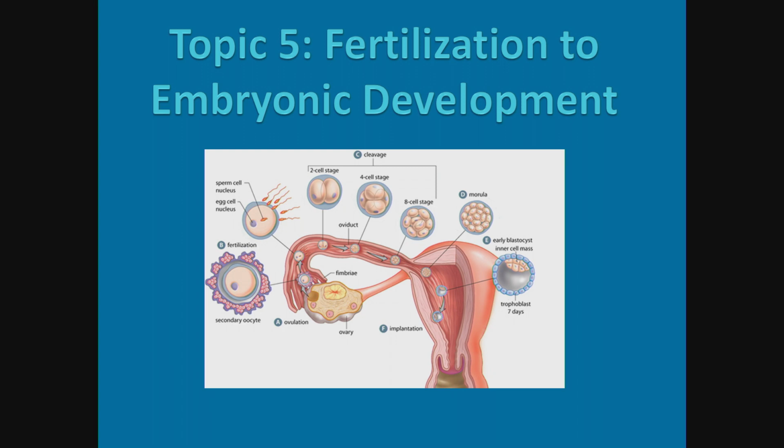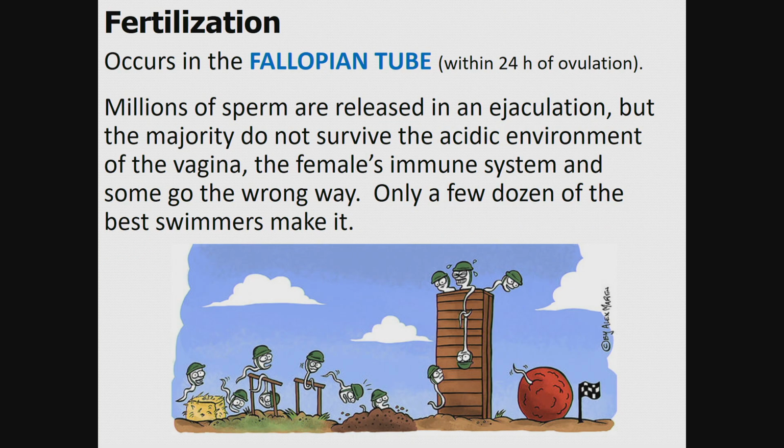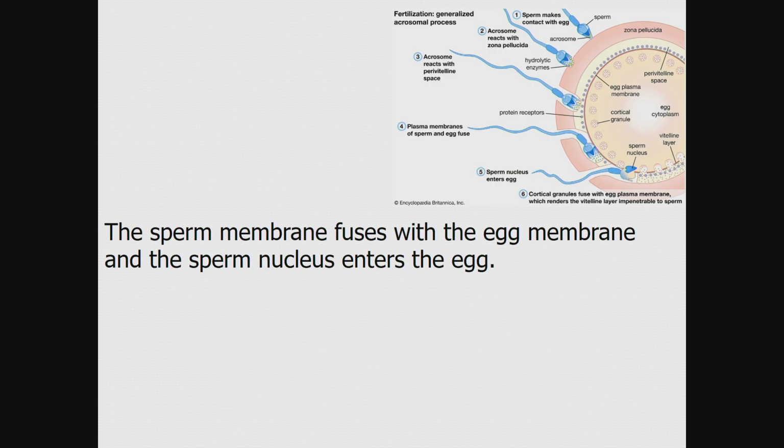Fertilization to embryonic development. Fertilization occurs in the fallopian tube within 24 hours of ovulation because that's how long the egg lives. Millions of sperm are released in an ejaculation, but the majority do not survive the acidic environment of the vagina, the female's immune system, and some go the wrong way.